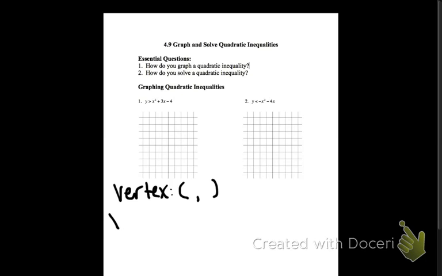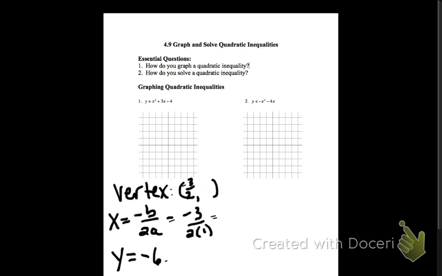If you recall, the x-coordinate of the vertex is negative b over 2a, which in this case would be negative 3 over 2 times 1. That gives us negative 3 halves, or negative 1.5, as the x-coordinate of the vertex. When you plug negative 3 halves back into your calculator for x, you will get a y of negative 6.25. So we plot the vertex, negative 1.5, negative 6.25.